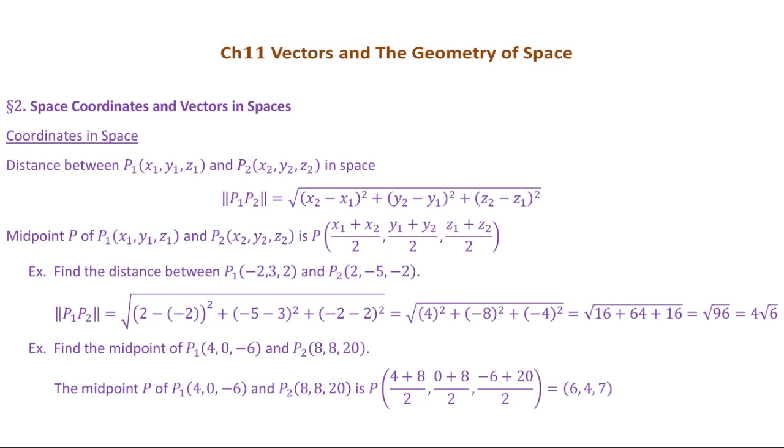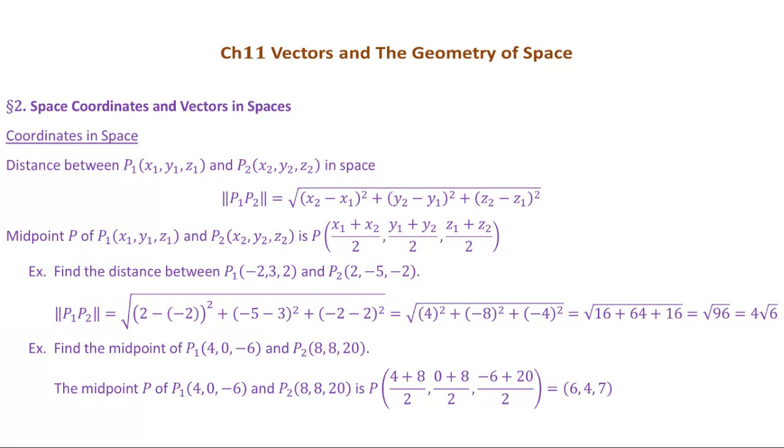In 3D space we also have the distance formula, pretty much like in two-dimensional space. It is the square root of (x2 minus x1) squared plus (y2 minus y1) squared plus (z2 minus z1) squared, where x1, y1, z1 are the coordinates of one point P1, and x2, y2, z2 are the coordinates of another point P2 in space.